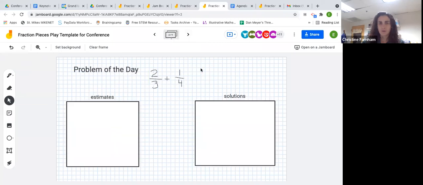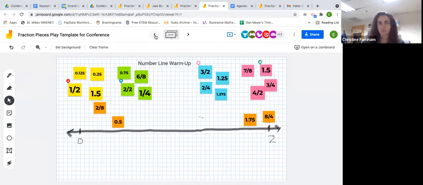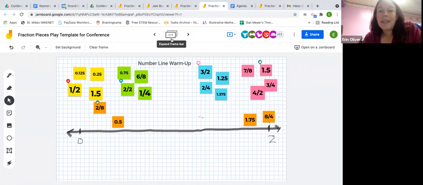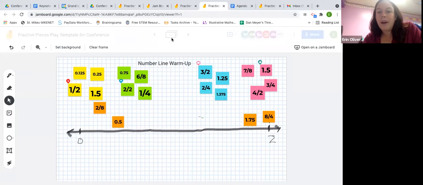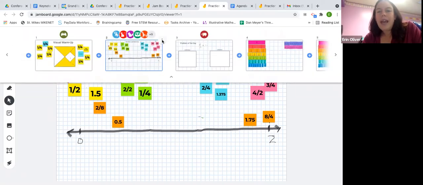Erin, I apologize if you already said this, but did you talk about duplicating a slide so that at least you have the original slide? That's a really good point. Yeah, so down here in this expand frame bar, you can duplicate any slide you want.